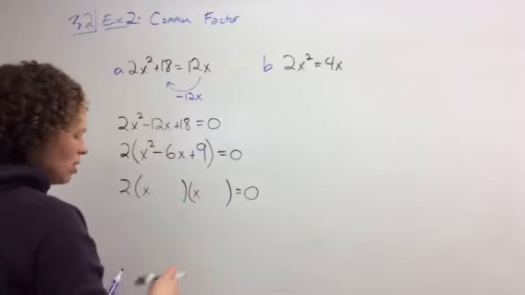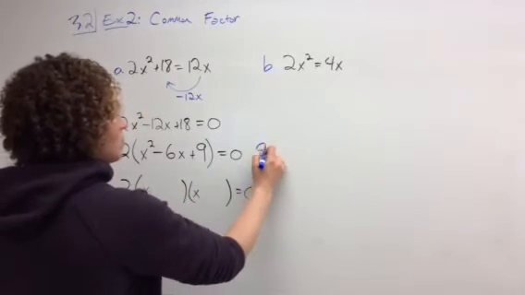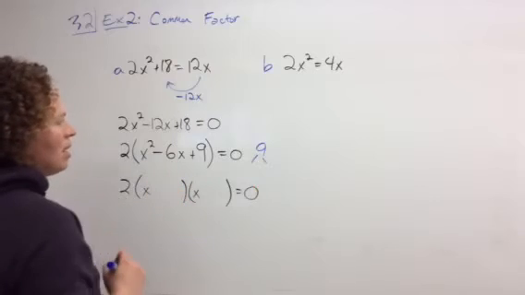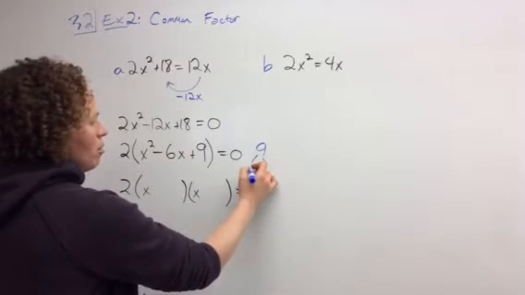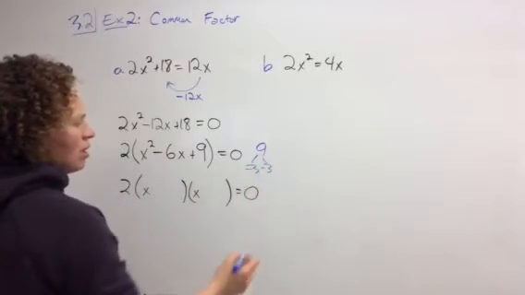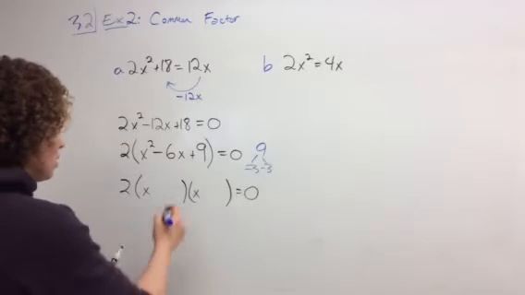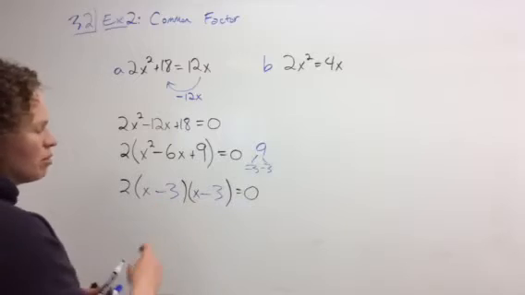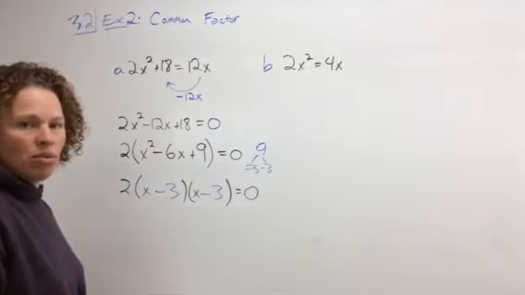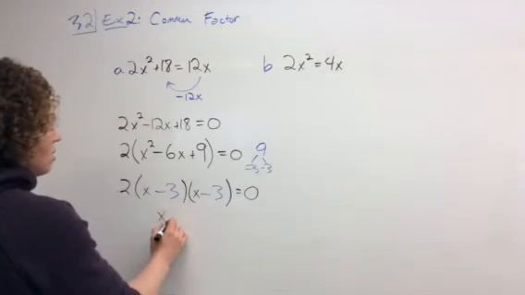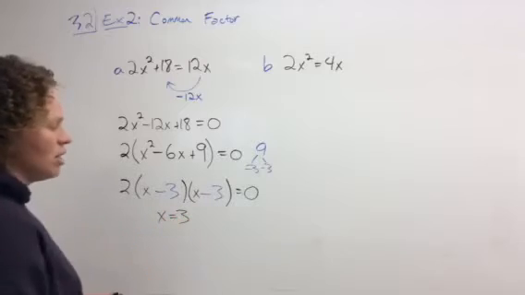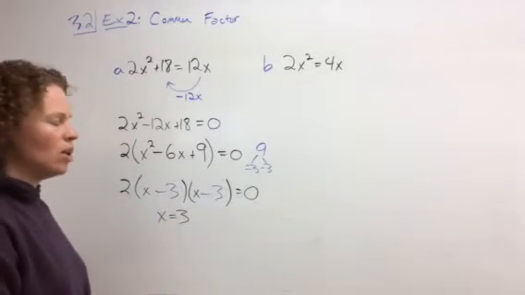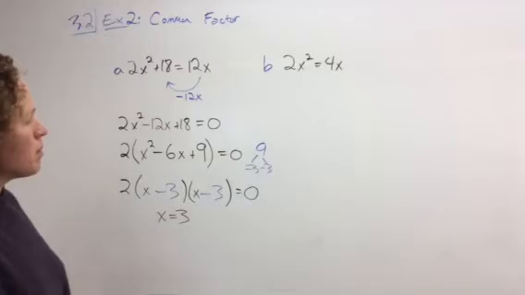What multiplies to 9 and adds to negative 6? How about 3 and 3? Negative 3 and negative 3. So I put my x minus 3 in here and my x minus 3 in here. Oh look, the brackets are the same, so x can only be one number. So x is going to equal 3. 3 minus 3 is 0. Good to go. So that one's done.